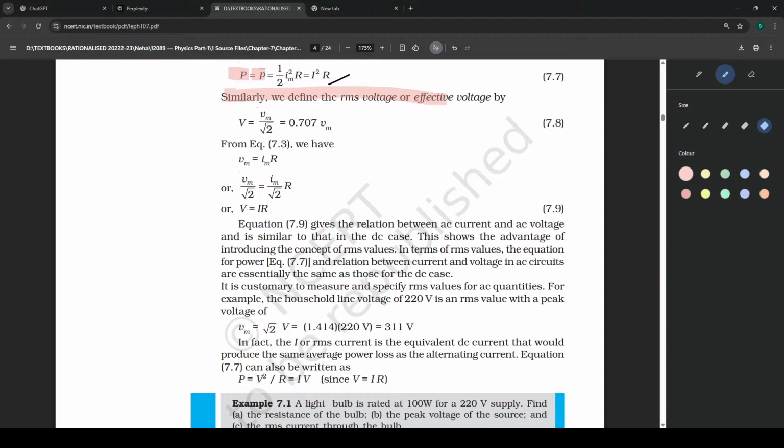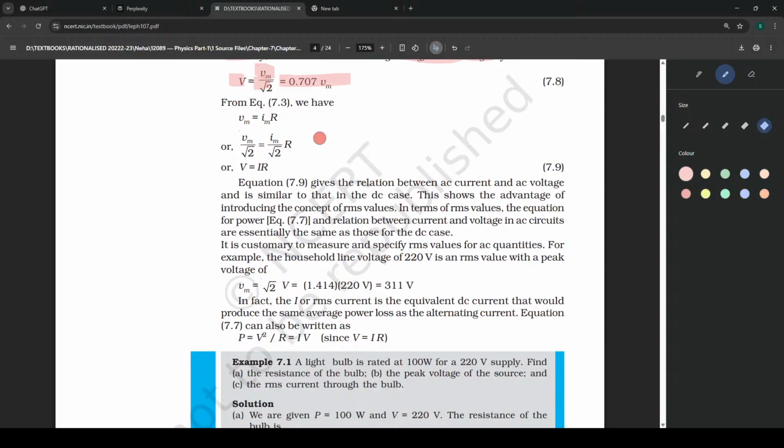Similarly, we define RMS voltage as I showed before: we divide the peak voltage value by root 2, and we will get the VRMS value. Basically, the RMS value of the voltage is the DC equivalent of an AC potential difference. That is what we call an RMS value, where V is equal to Vm by root 2, which is 0.707, or basically 70% of the peak value.